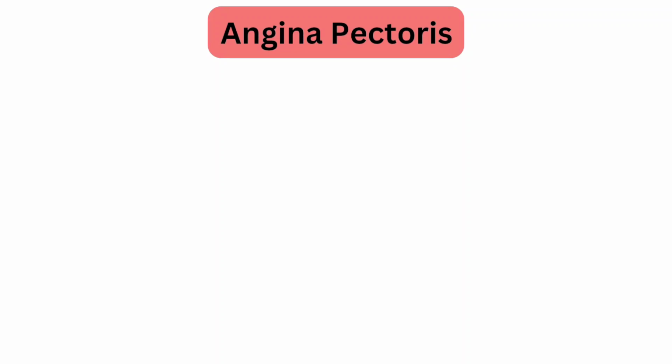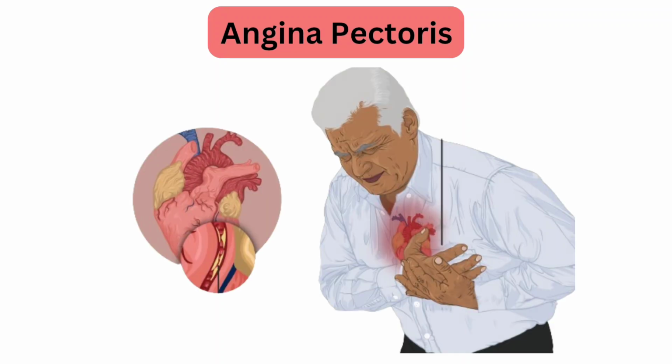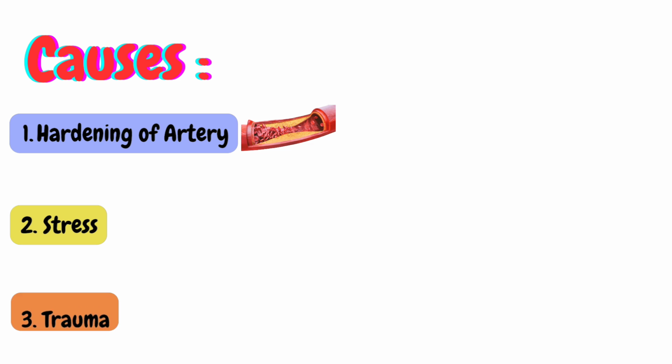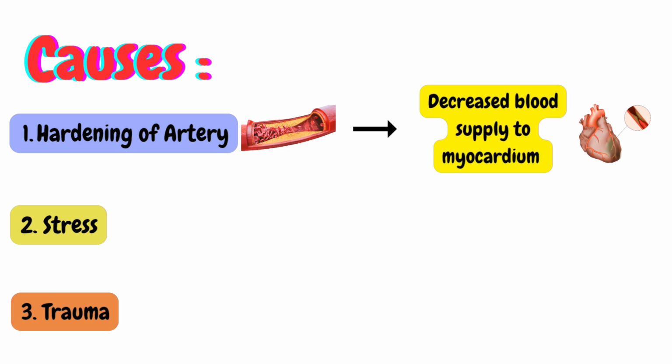Angina is a condition in which there is incomplete blockage of the coronary artery, approximately 90%, which results in decreased blood supply to myocardial muscles, which leads to severe chest pain. Main causes of angina and decreased blood supply to the heart can be due to hardening of the artery, stress and trauma. When coronary arteries get hard, mainly due to the aging process, blood supply to myocardial muscles decreases.